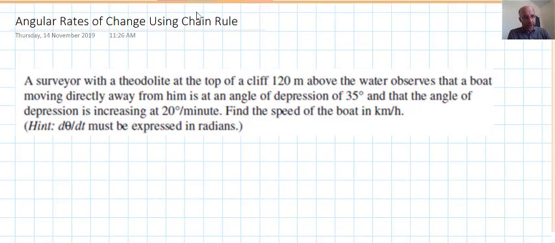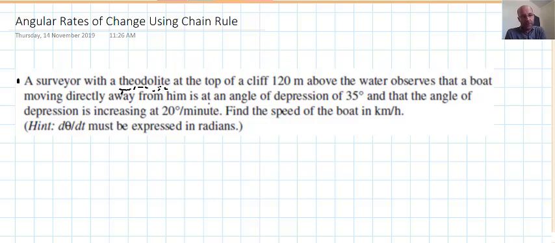We're going to consider angular rates of change using the chain rule in this video, and we're going to look at some of the aspects via example. We have this example I found: a surveyor with a theodolite. If you don't know what a theodolite is, it doesn't really matter. It's a device that surveyors use for measurement.